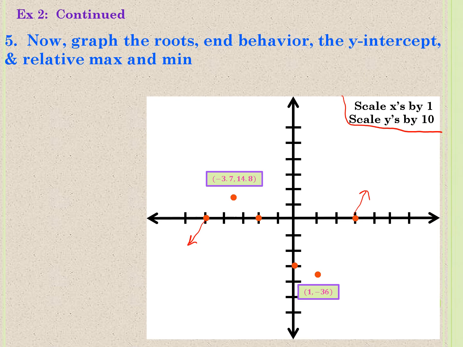Now remember, you've got to label those coordinates. If you don't label, that's bad. If you don't label the relative max and min, you're going to lose points. So make sure you do label those. Now it's just a fancy game of connect the dots. And that is what your graph looks like.